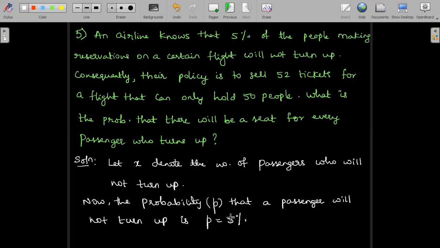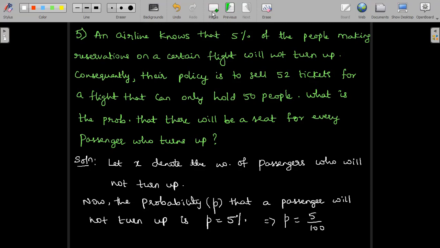That was mentioned in the question for us, no? Airline knows that 5% of the people making reservations on a certain flight will not turn up. So that itself we are assuming as a success. We've already denoted X as the number of passengers who will not turn up. Taking that into consideration, P, the probability of success, is also written as 5% from the data. So P is equal to 5%, which is 5 divided by 100, which is equal to 0.05.